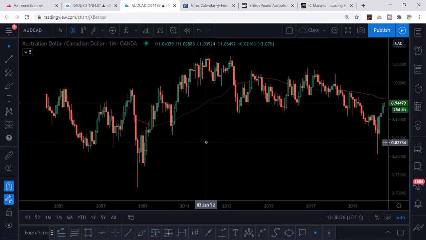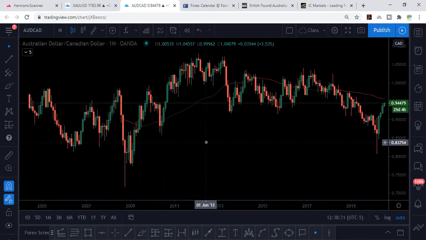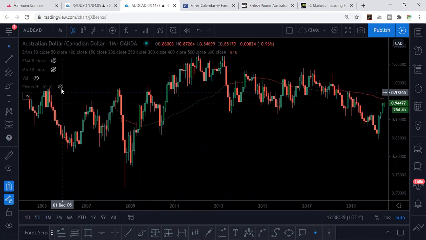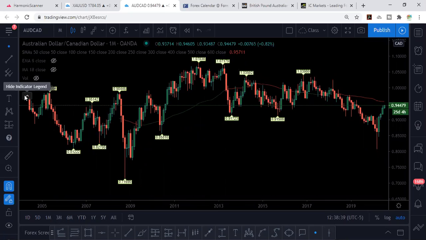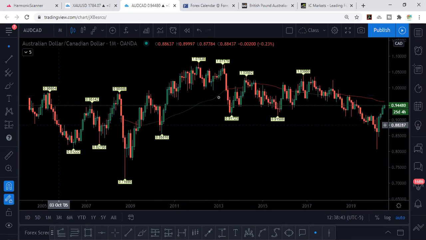So as usual, I go to the monthly time frame. That's where I start marking my chart from. I use the pivots to show me the pivot high and low. I have the SMA 50, which is this line that runs across. I use that to predict the moving average, which direction it seems to be moving. So with all that being said, let's start marking up AUDCAD.